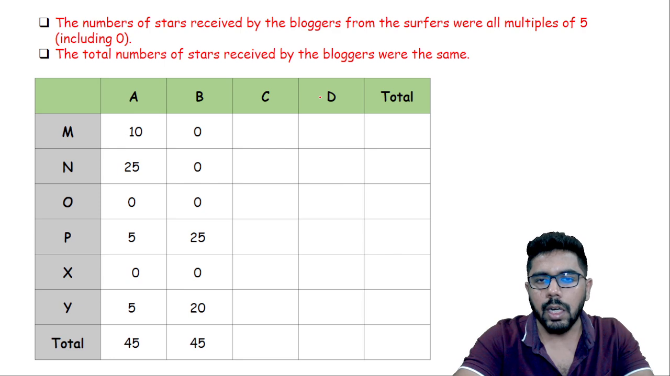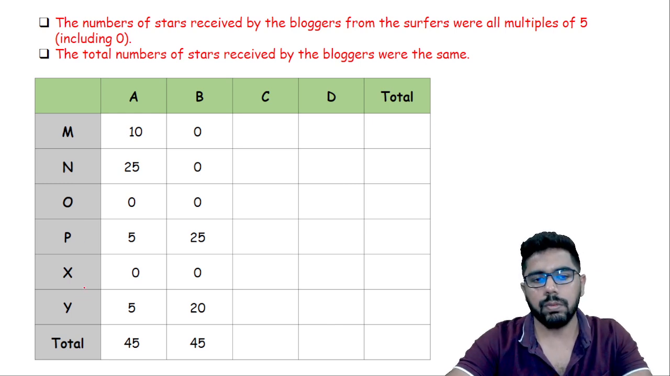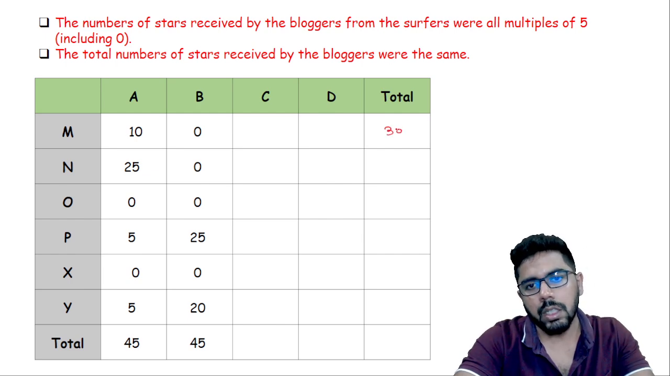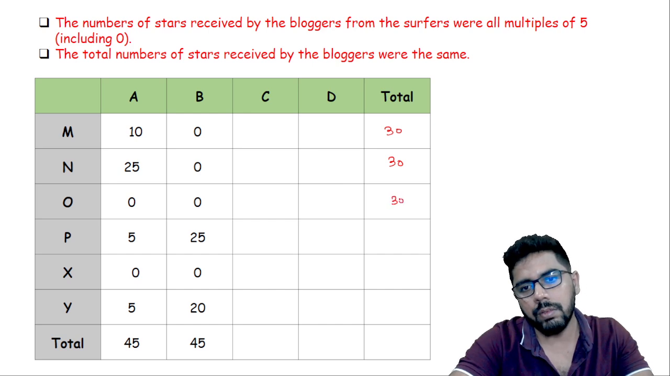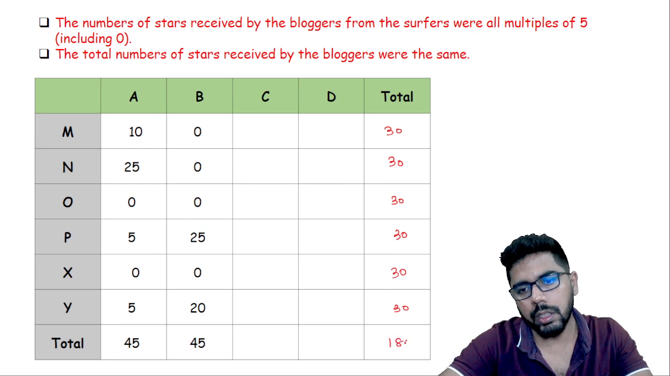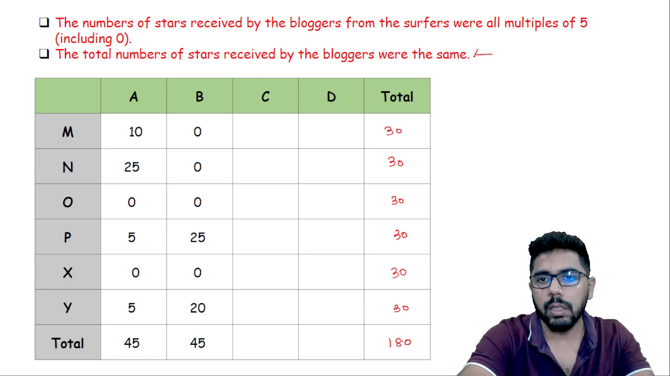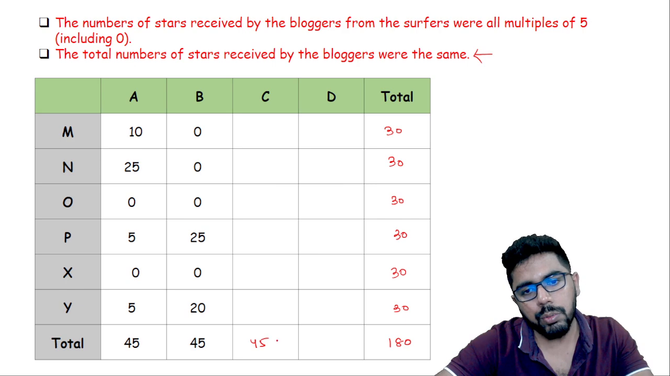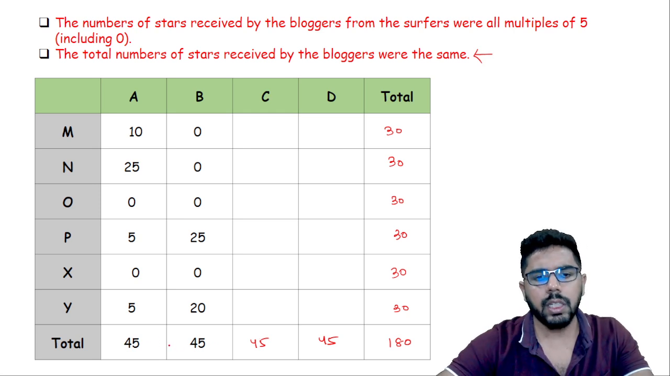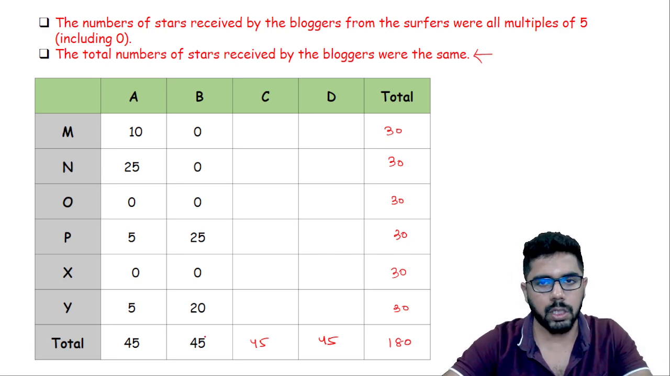A, B, C, D are the bloggers and on the vertical axis M, N, O, P, X, Y are the surfers. We know each surfer had 30 stars, so I'll write 30 for every surfer, and the total is 180. Also, the total number of stars received by the bloggers was the same. That means everyone is supposed to get 45 stars. So we can complete the table in this way. Already we can see A and B have 45 each. C and D also will have 45 each because everyone had the same number of stars.